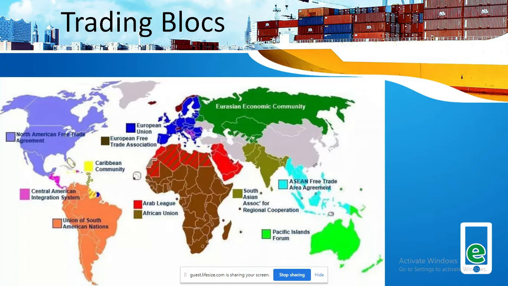So in today's world, we have different trading blocks. You can see in this slide that the world has different trading blocks, and you can see this blue one, which is the European Union, which comprises 28 countries, one of the most famous, popular trading blocs. But it is not the only trading bloc. There are trading blocs in other parts of the world also.